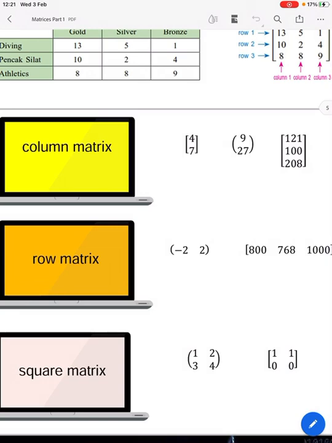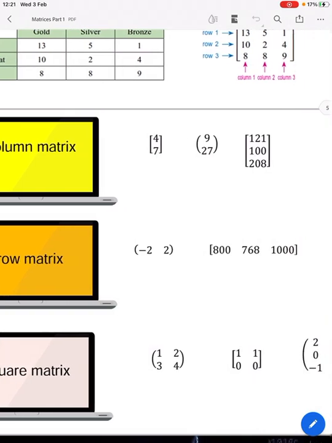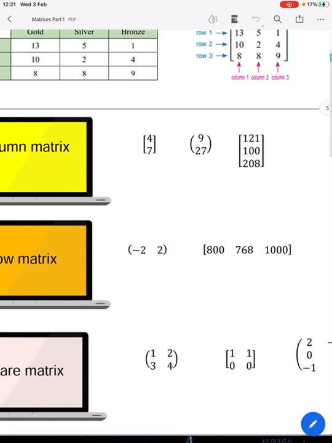Okay, so for example here, I have a column matrix. The first 4, 7, 9, 27, and the third 1 to 100, 208. Okay, so here is a column matrix. Column matrix has only one column. So for the row matrix here, I have 2 examples, negative 2, 2, and 800, 7, 6, 8, and 1000.